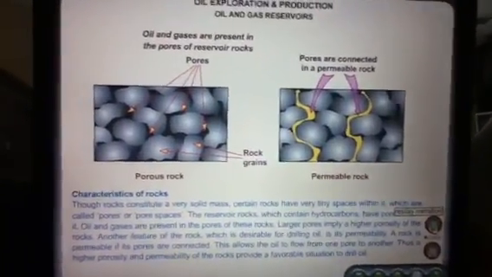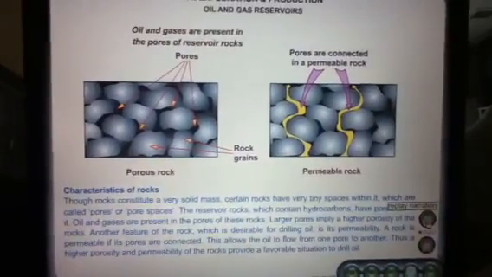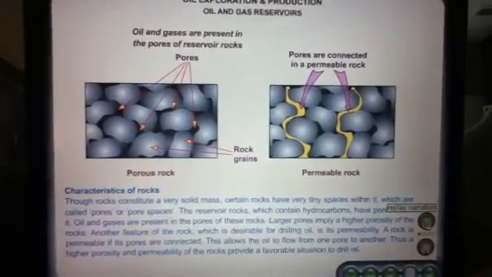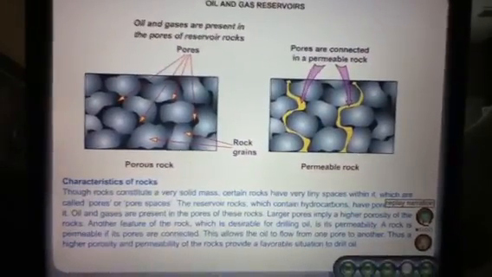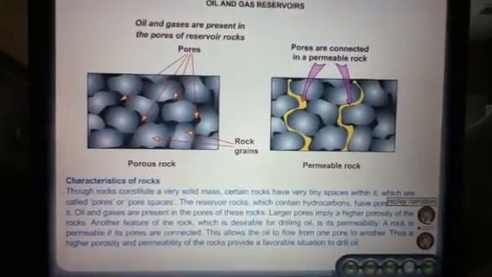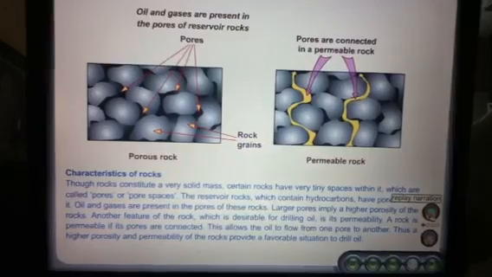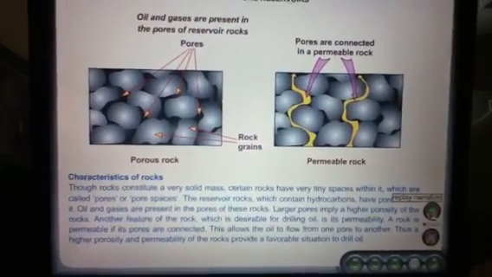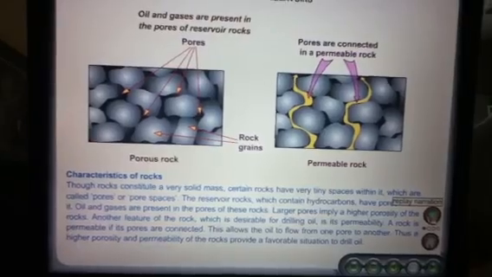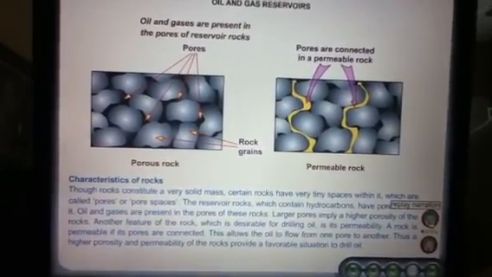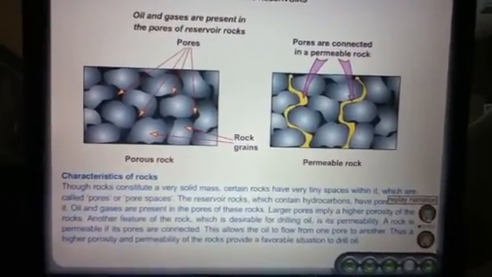Characteristics of rocks. Though rocks constitute a very solid mass, certain rocks have very tiny spaces within them, which are called pores or pore spaces. The reservoir rocks, which contain hydrocarbons, have pores within them. Oil and gases are present in the pores of these rocks. Larger pores imply a higher porosity of the rocks.